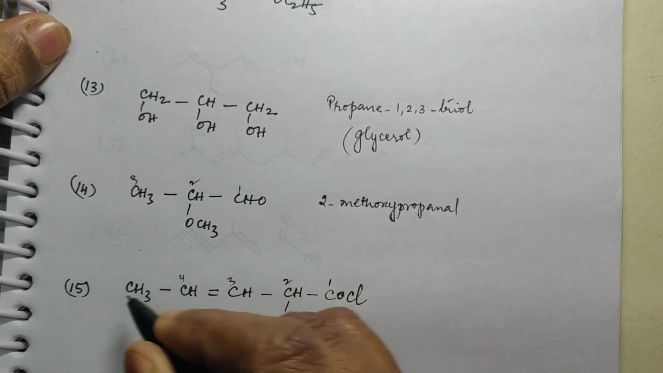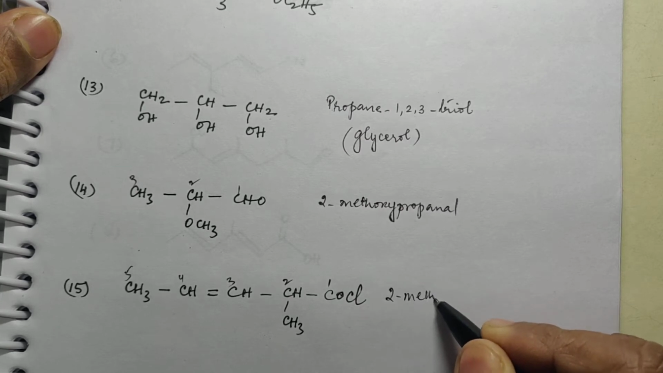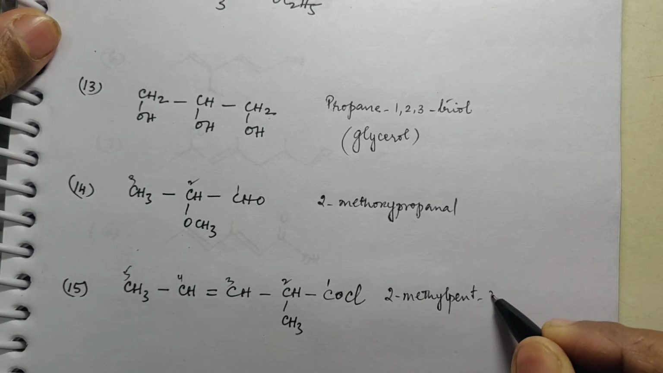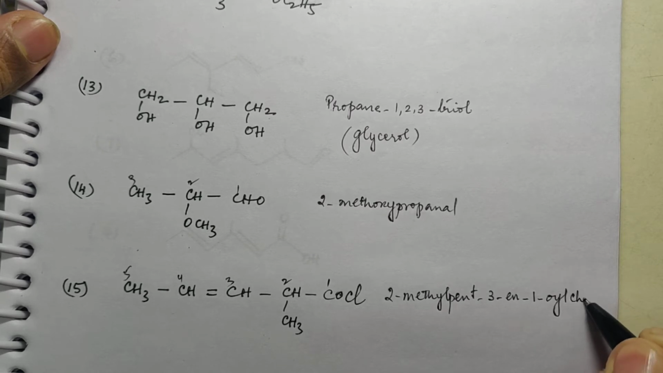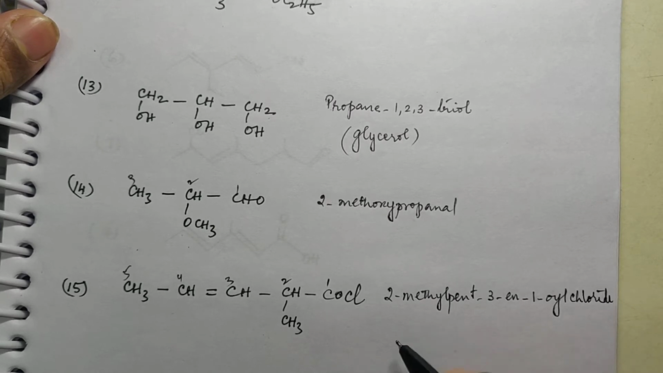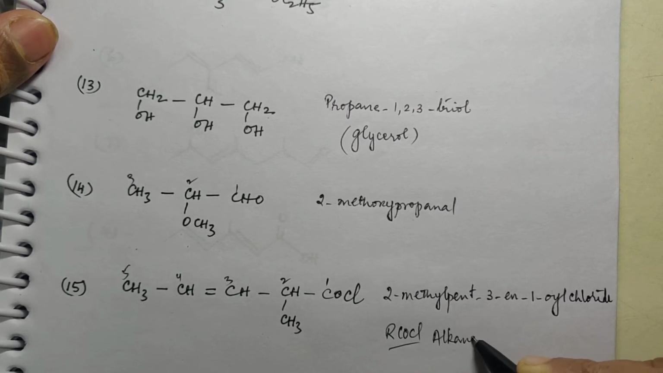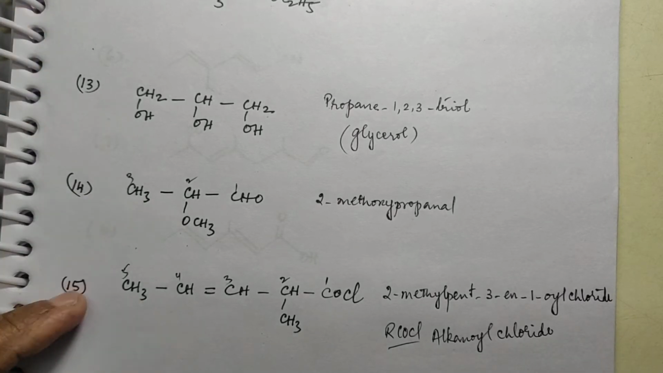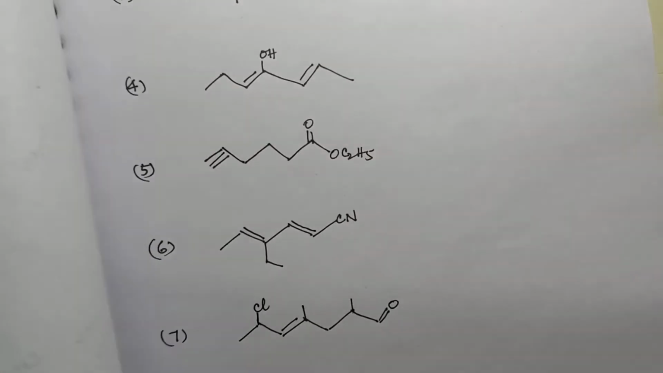1, 2, 3, 4, 5. So here 2-methyl, then your root word is pent, pent-3-en-1-oyl chloride. It is of the form RCOCl. What is this? Alkanoyl chloride. Okay, so there is no end to this naming. We will keep doing a few every day.